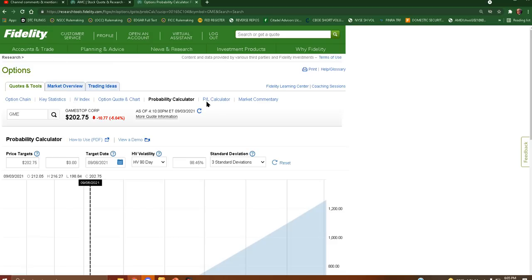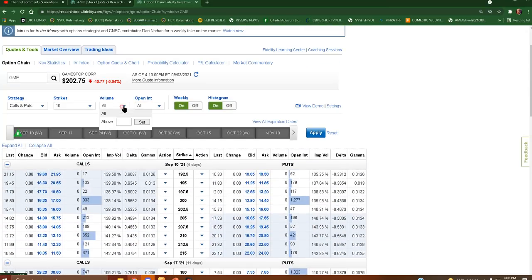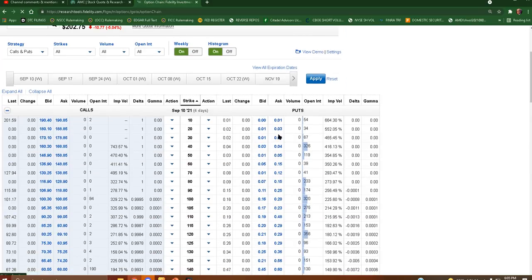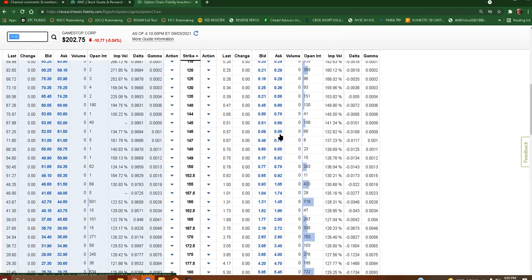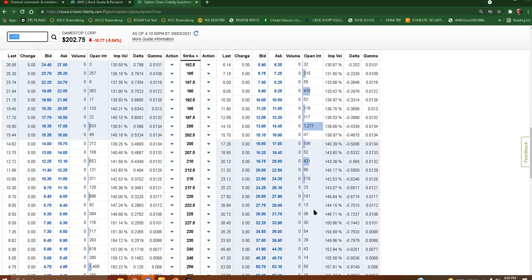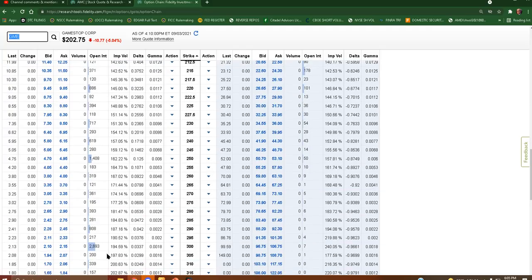Now let's take a look at the options for GameStop. They must have added these contracts over the holiday weekend, because it was not set up like this earlier. Okay, so it looks like we have somewhat of support at 200. Not much resistance in the options chain up until, I guess, 300 would be the marker.